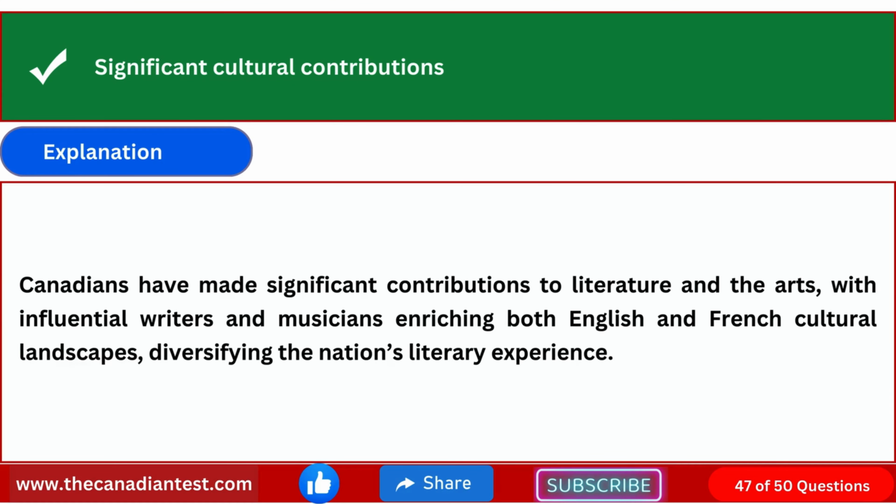The correct answer is significant cultural contributions. Explanation: Canadians have made significant contributions to literature and the arts, with influential writers and musicians enriching both English and French cultural landscapes, diversifying the nation's literary experience.